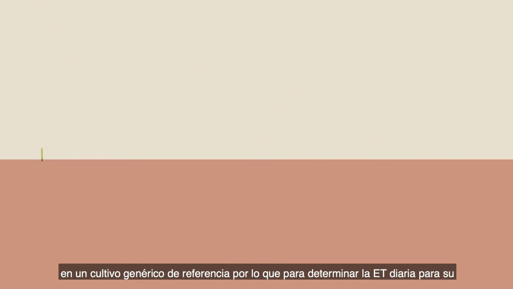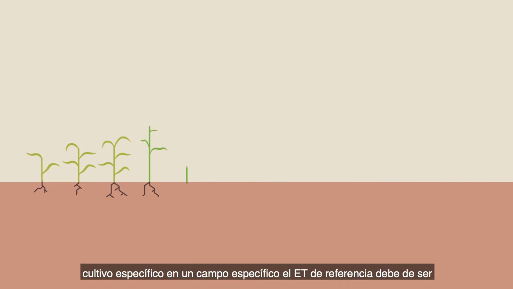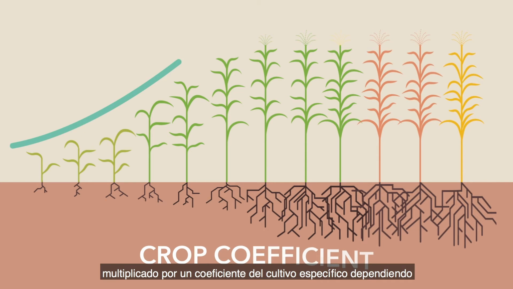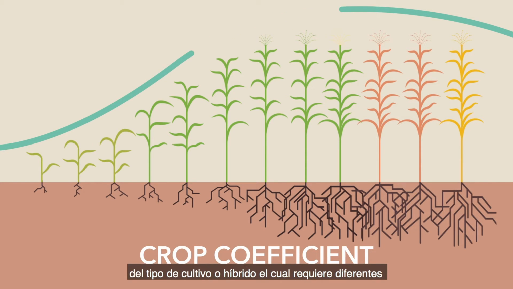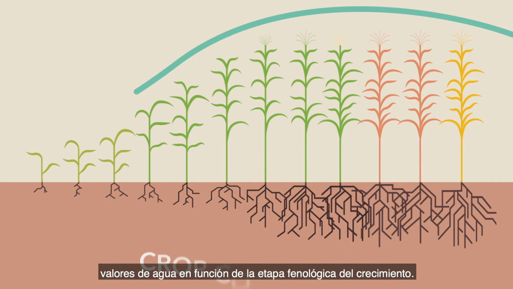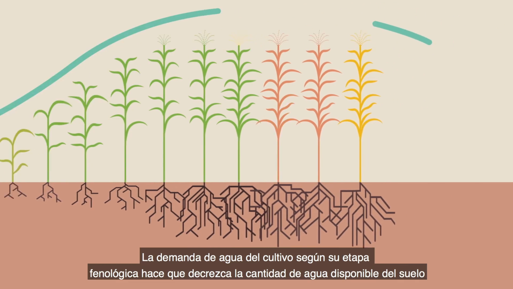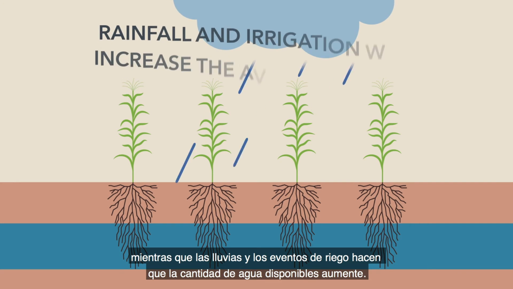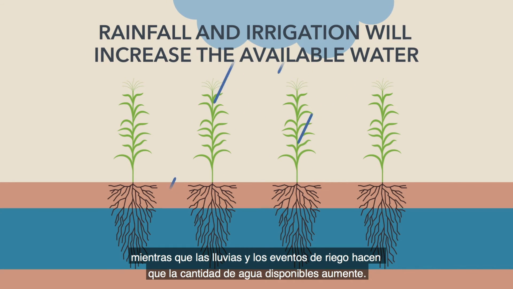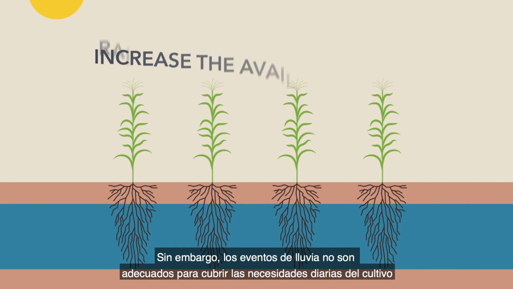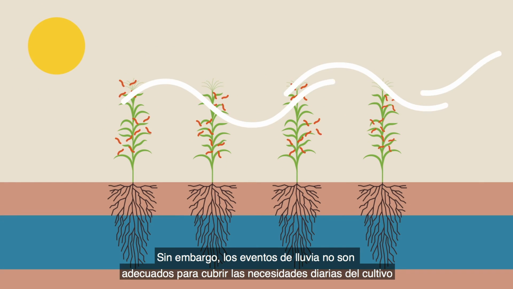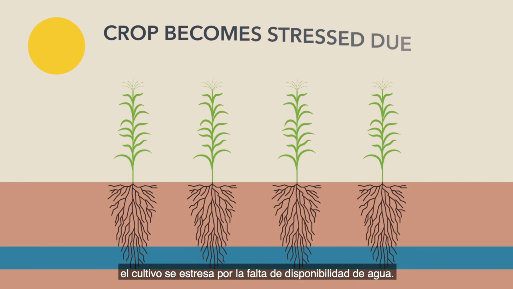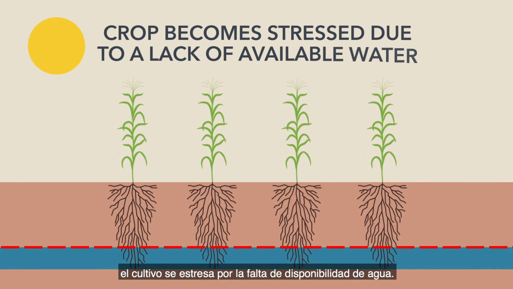To determine the daily ET for your specific crop in the field, this reference ET must then be multiplied by a crop coefficient for your specific crop type and hybrid, which will vary daily as a crop matures through different growth stages. Just as crop water usage decreases the available water in the soil, rainfall and irrigation will increase the available water. However, without adequate rainfall to replenish the crop's daily ET, the available water balance will approach a point where the crop becomes stressed due to a lack of available water.